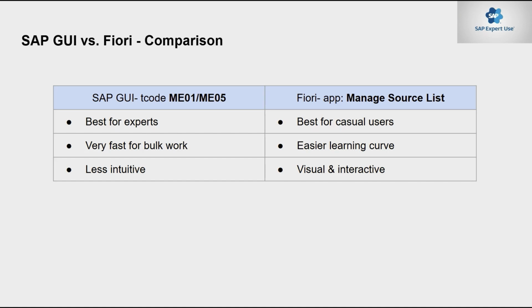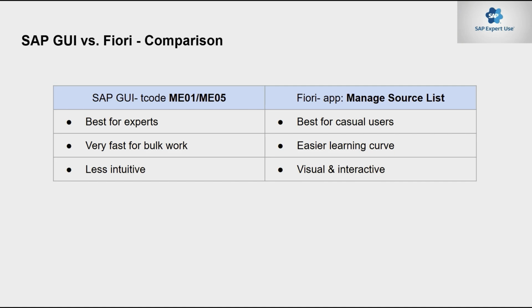So now that we have seen how source list is created in both SAP GUI and Fiori app, here's a quick and honest comparison. So, which one is better? SAP GUI is ideal for expert users who perform high volume maintenance and need speed. Fiori, on the other hand, is better for occasional users, business roles, and organization moving toward digital user experience. Both create the same business object. The difference is mainly usability.